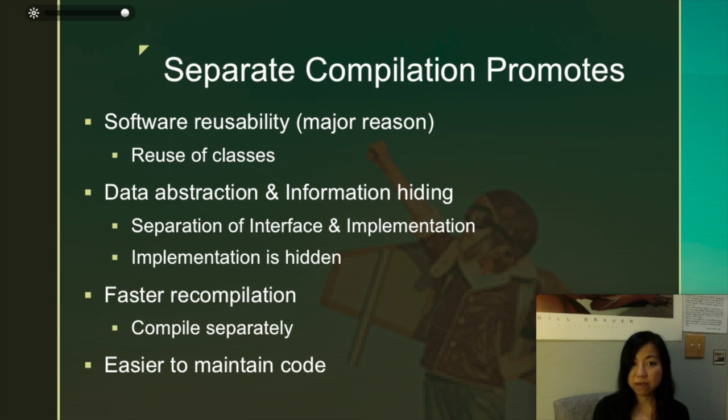Compilation is actually faster because the class will be compiled separately from the program file. And so sometimes, if there's a change only in the program but not the class, you don't have to compile the class again, and so on. And it's easier to maintain your code.